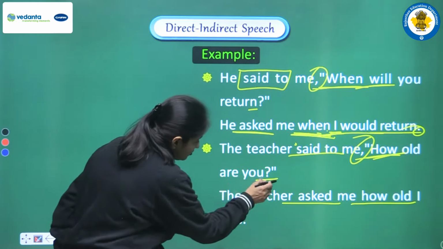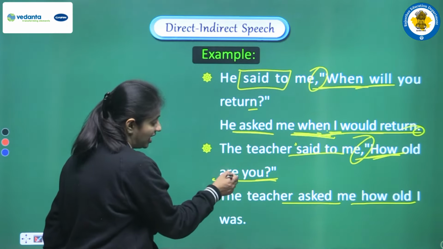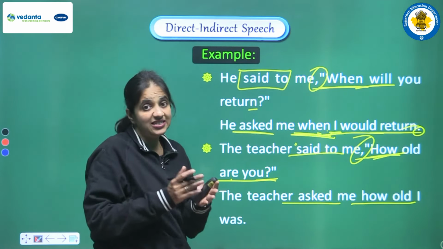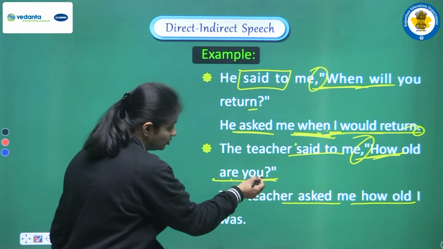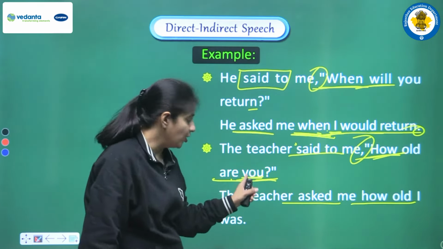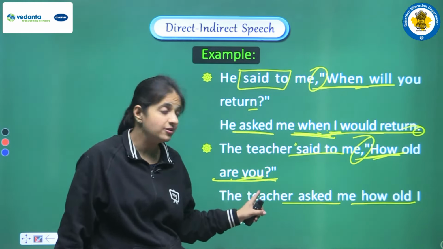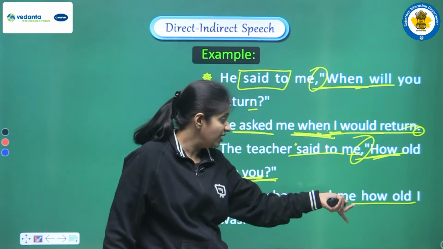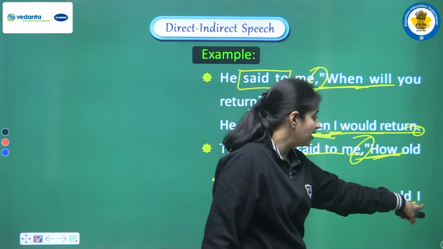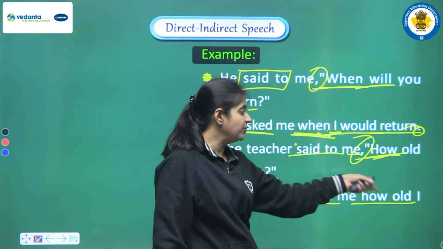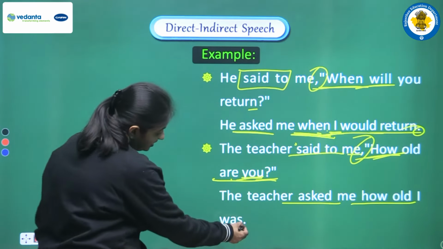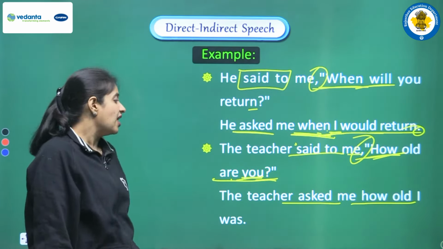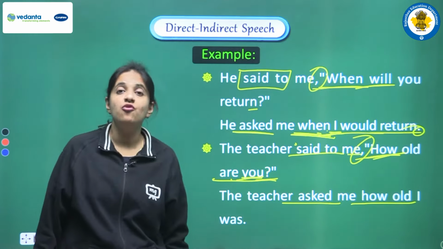Now this was the question, so first we had our helping verb, but now we are writing a positive sentence, a statement. So the helping verb we will use later, and we convert the pronoun. The pronoun we have is "you", a second person pronoun. It will be converted according to the object. The object is "me", so for that we write "I", because the subjective case of "me" is "I". At the end of the sentence we write a full stop, and the complete sentence will be: the teacher asked me how old I was.